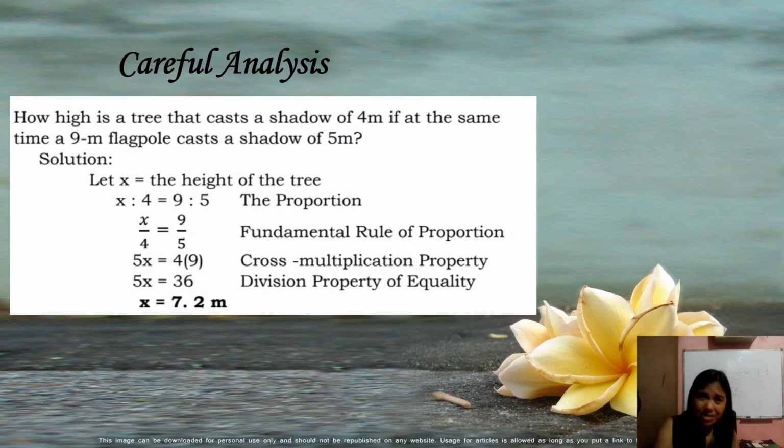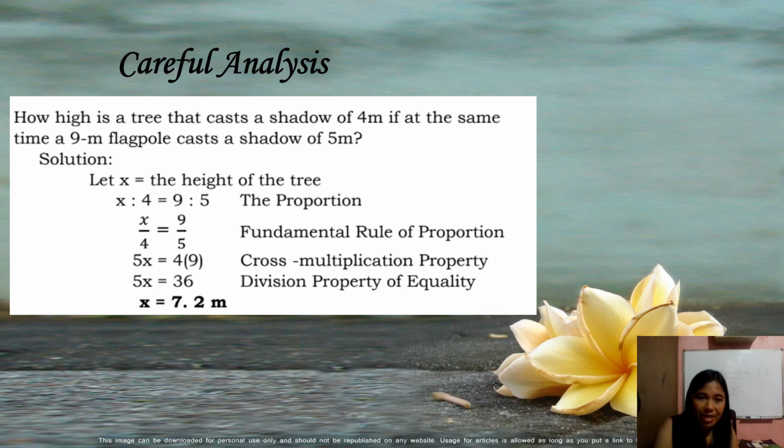How high is a tree? This is now a word problem, no? How high is a tree that casts a shadow of 4 meters if at the same time a 9-meter flagpole casts a shadow of 5 meters? So here, the proportion still needs to be found out.